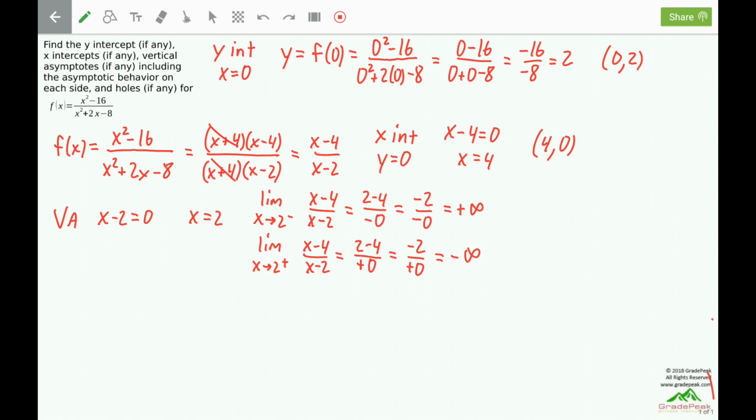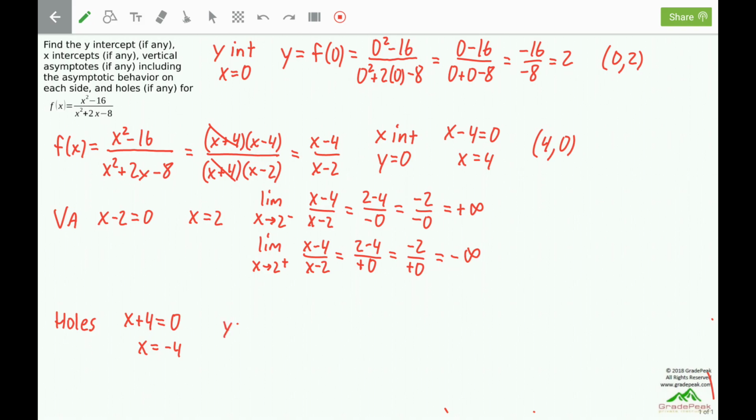The next thing to find are any holes in the graph. These correspond to, in the factored version, those factors that cancel so that they fully cancel out of the denominator. X plus 4 did cancel, and it fully canceled out of the denominator. There is no longer an x plus 4 in the denominator. That will then create a hole in the graph, found by taking that factor that did fully cancel out of the denominator and setting it equal to 0, solving for x. There's the x-coordinate.